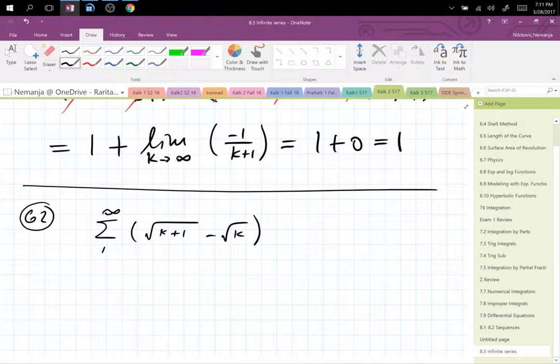Are you getting 7? No. Good, because that will be wrong. 7 is a wrong answer.